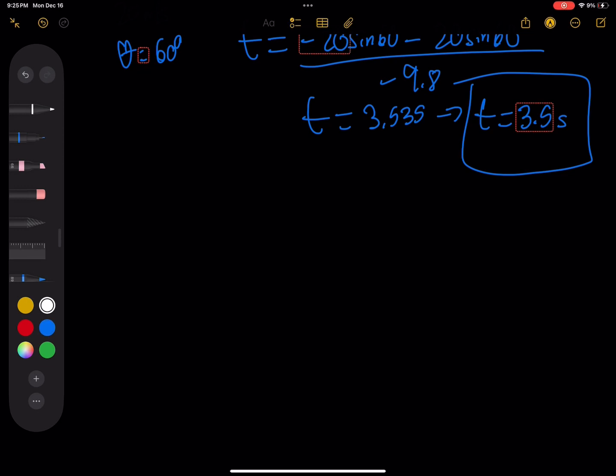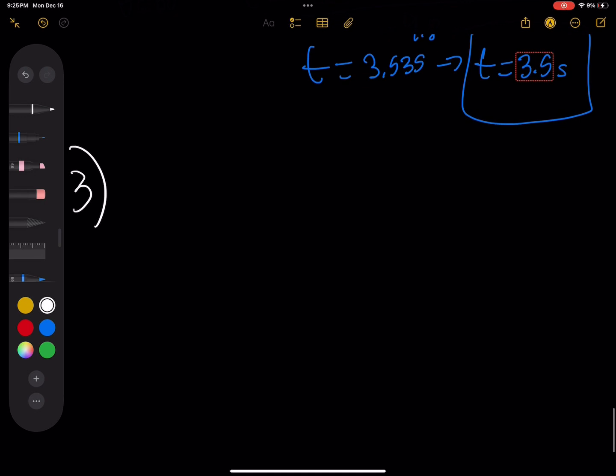Number 3. We're so close to 30 minutes, and yet not done.